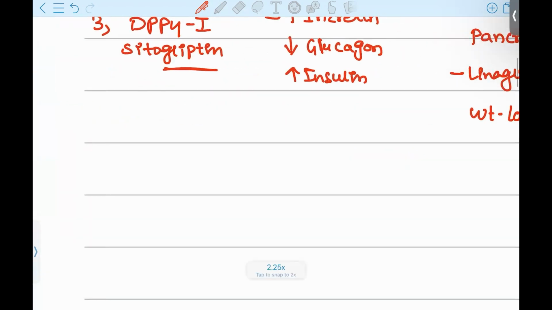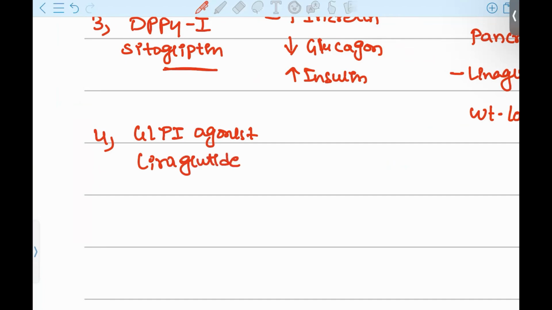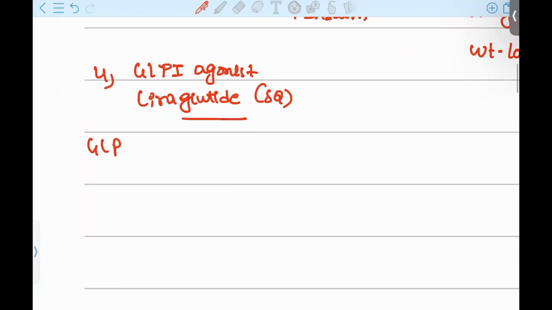Next, moving on to the GLP-1 agonists. GLP-1 agonist drugs include liraglutide; whichever end with glutide are GLP-1 agonists. All these drugs are in subcutaneous form only. There is also a new drug, a GLP-1 plus GIP agonist, which is very trending nowadays: tirzepatide.